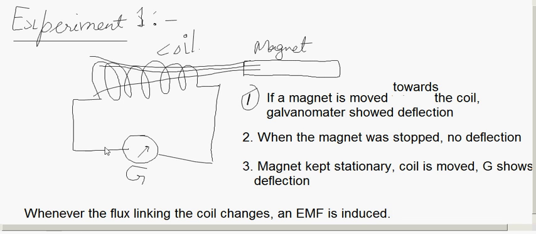Now it has been also observed that when the magnet is moved towards the coil, the galvanometer shows deflection towards one side. If the magnet is moved away from the coil, then the deflection is towards the other side. That means the direction of current gets reversed when the magnet is moved away from the coil. So we can conclude that the direction of the induced EMF depends upon the direction of magnetic flux.